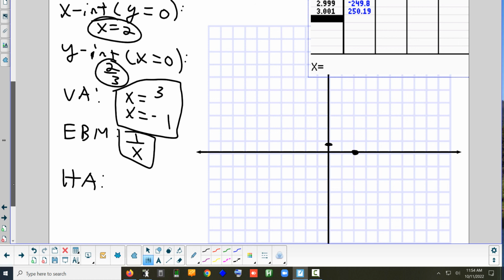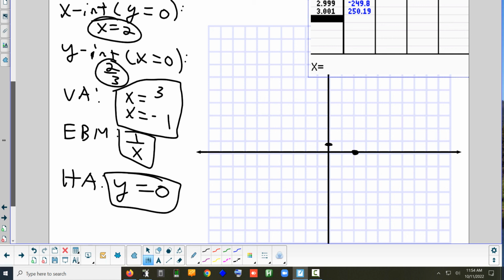So how do we use the EBM to find the horizontal asymptote? What happens when x in the power of x increases? The value gets smaller as x increases. And what does it approach? It would approach 0. So the horizontal asymptote is at 0.